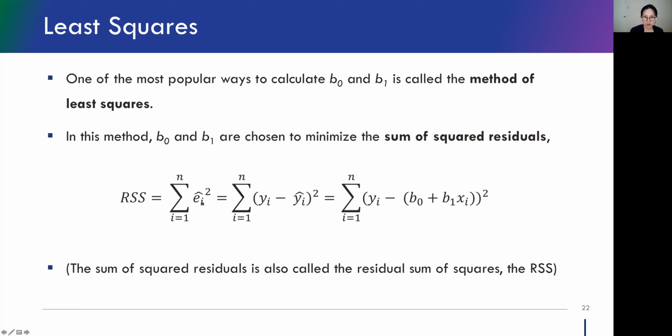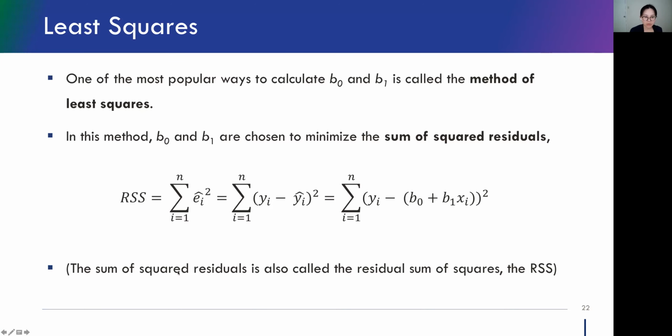Explicitly, we write it out as yi minus yi hat. This yi hat is the fitted, predicted value, and this yi is the actual value in our data. To further write it out, this yi hat is just b0, the estimated intercept, plus b1 times xi, where b1 is our estimated slope.